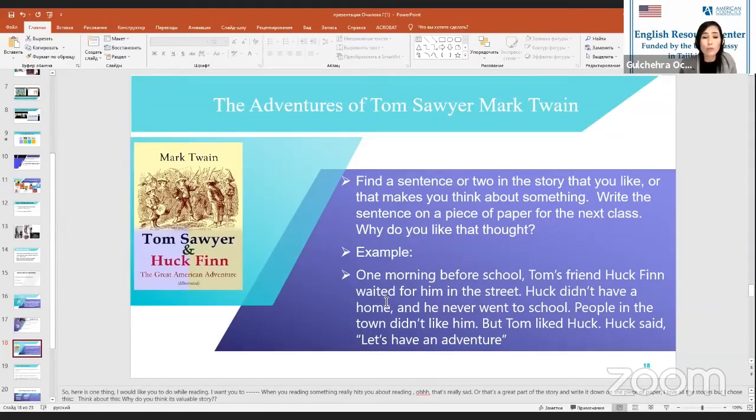I love all stories, but one of my favorites is by Mark Twain, because I chose this for this presentation. Think about this: why do you think it's a valuable story? As I told you, I encourage you to have your students find a sentence or two in the story that they like, that makes them think about something. It's a very good way to predict and write down their thoughts.